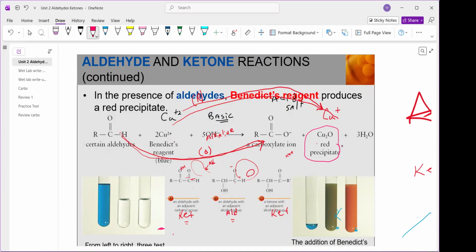So when you look at this, oxygen's got a -2, and we have 2 coppers to balance off the -2. That means they have to be +1. So that's where the reduced copper is located inside that copper oxide. Okay, now there's some exceptions to this.